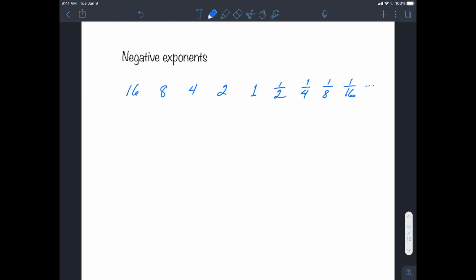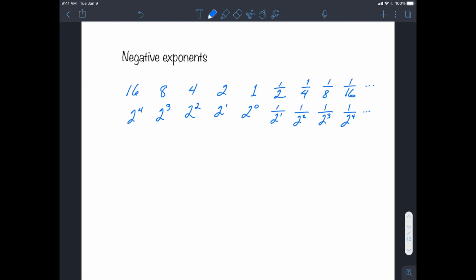Now let's look at different ways of representing these numbers. So we can take 16 as 2 to the 4th, 8 is 2 to the 3rd, 2 squared, 2 to the 1st, 2 to the 0, and then we can think of 1/2 as 1 over 2 to the 1, 1 over 2 squared, 1/8 is 1 over 2 to the 3rd, 1/16 is 1 over 2 to the 4th.